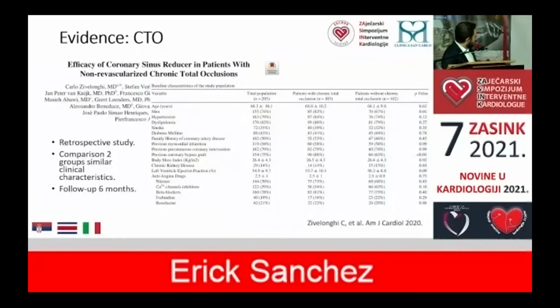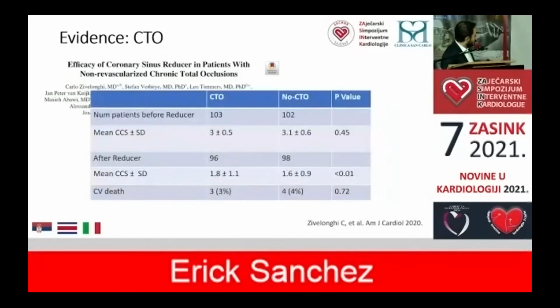The last study I want to show is a small study of 200 patients that compared patients that all had a reducer. The control group is patients without chronic total occlusions, and the intervention group was a group with CTO. They compared the results, and they found that after 6 months, the patients with CTO had more relief than the patients without CTO. So that is encouraging.